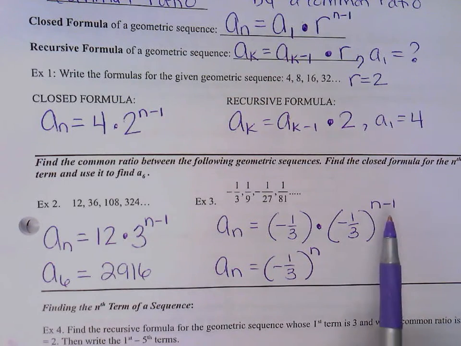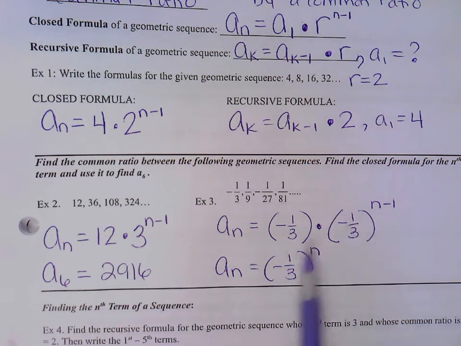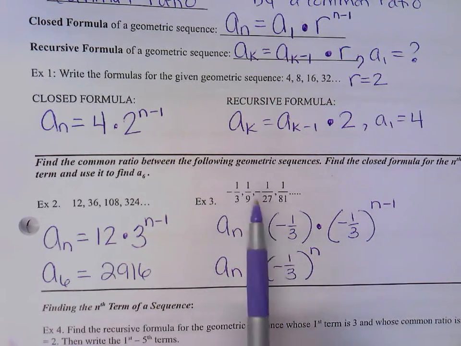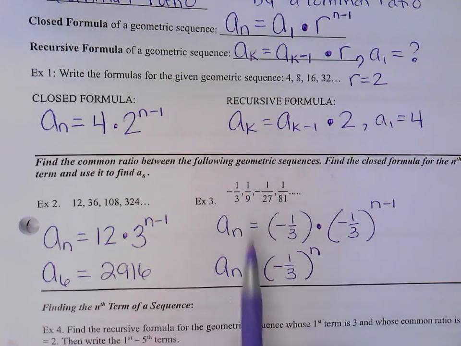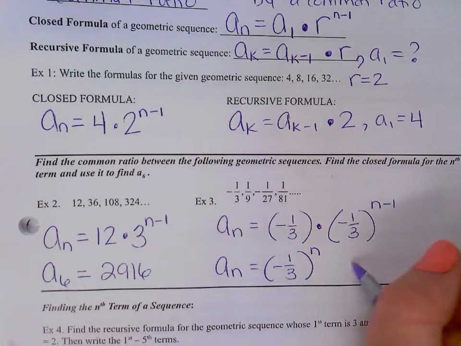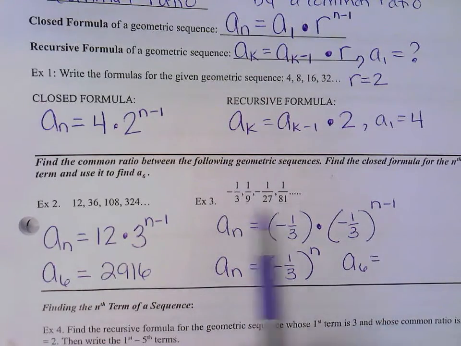You don't need times n minus 1, because if you just raise this number itself to the first power, you're going to get negative 1/3. And then when you square it, you're going to get positive 1/9. So either of those is fine. We had that same shortcut with arithmetic. So now you're going to plug in a sub 6, and I would just leave it as a fraction.